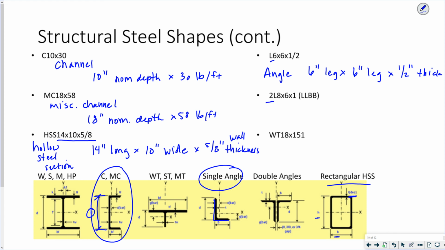If I have a 2 in front of my L, it's now a double angle. And there are two different things, LLBB and SLBB. LLBB is long legs back to back. So this is two 8 by 6 by 1 inch angles.